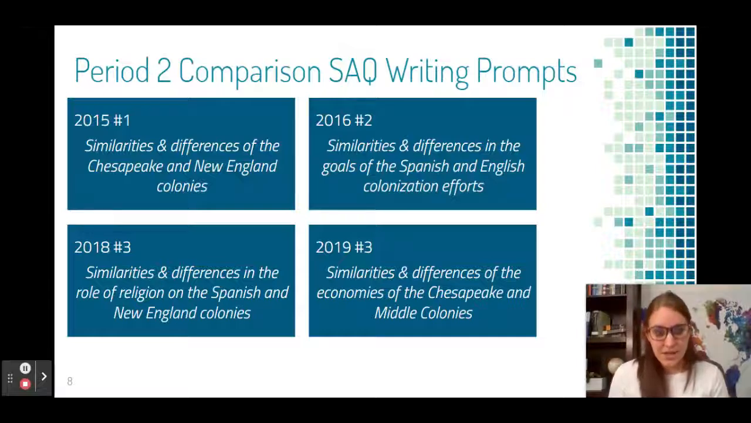And so you can see that there is this emphasis over and over and over on similarities and differences in period 2, specifically looking at colonial settlement. And so there are other examples of comparison. For example, in period 2, you could compare different types of forced labor. You could compare indentured servitude to enslavement. But really, based on that objective, it's more focused on the colonial development.